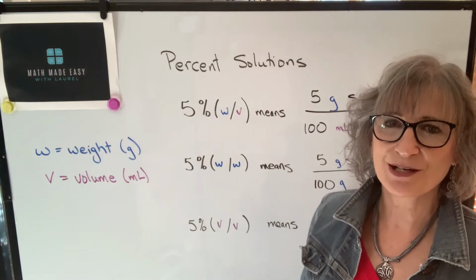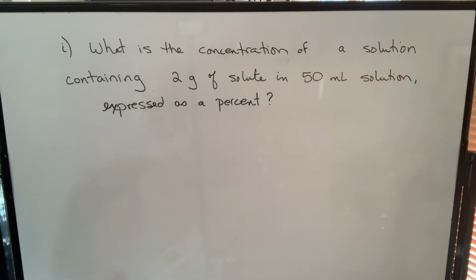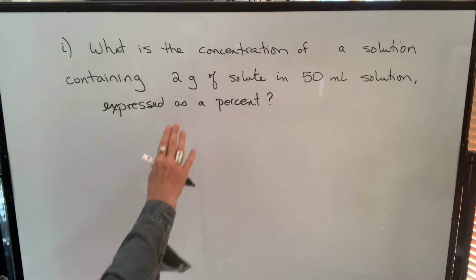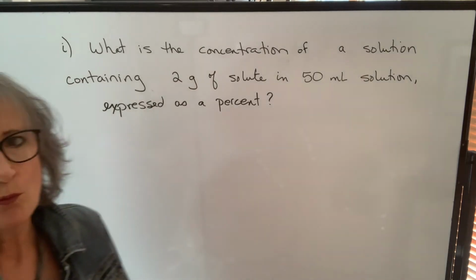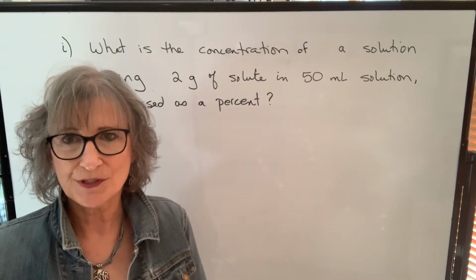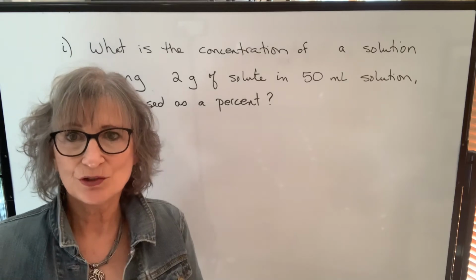Let's take a look at some examples. Our first example says, what is the concentration of a solution containing 2 grams of a solute in 50 milliliters of a solution expressed as a percent? So we can say 2 grams per 50 milliliters, but we want to express that concentration as a percent. We can use this formula to do that.